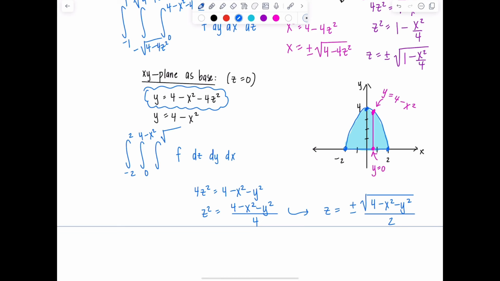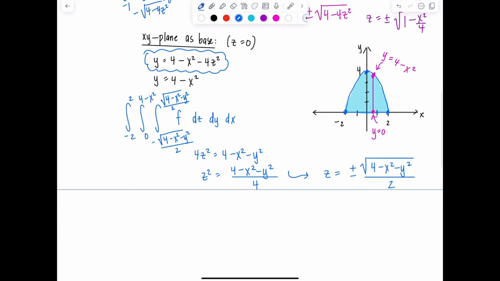So this will be radical 4 minus x squared minus y squared over 2, upper limit, and then negative radical 4 minus x squared minus y squared over 2 as the lower limit. Yeah, I know. Don't worry, that's why we're not actually integrating them. That would be cruel and unusual punishment.